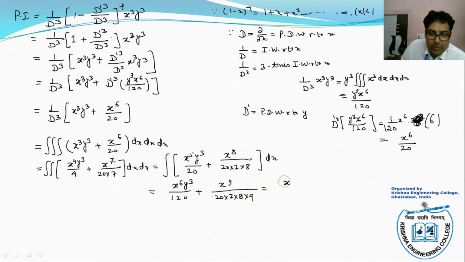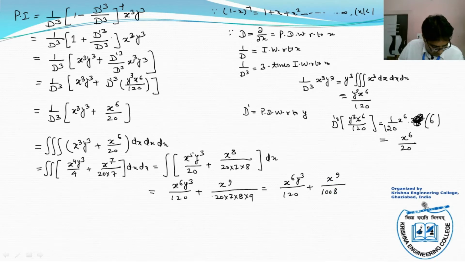That means this becomes x to the power 6 y cubed upon 120 plus x to the power 9 upon 20 into 7 into 8 into 9, multiplying the whole term becomes 10080.